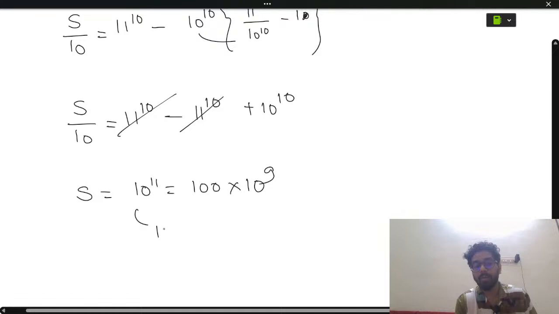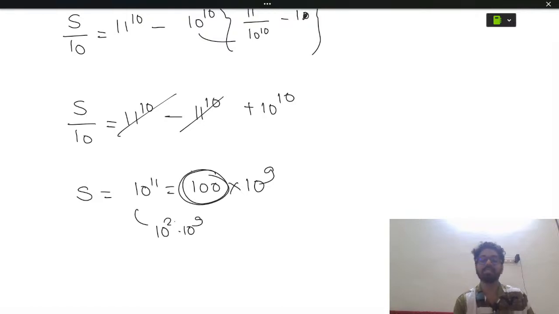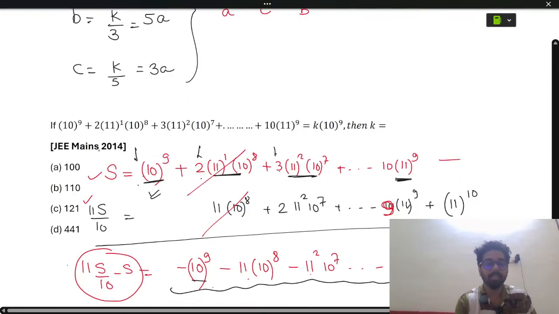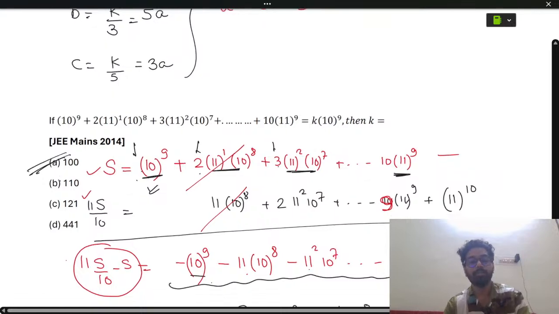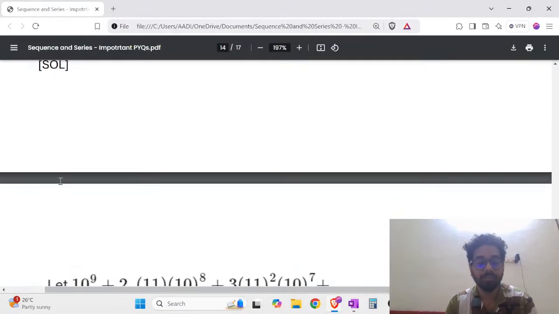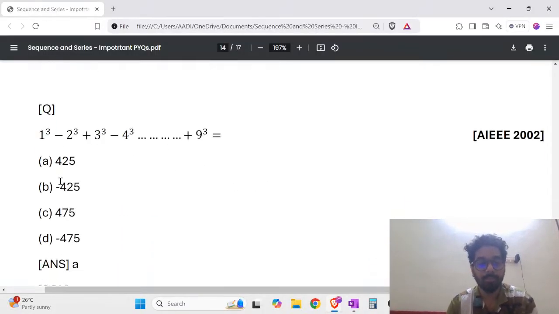How? 10 power 11 is 10 power 2 into 10 power 9. Okay, and they are asking what is this k? K is 100. So the answer is option number A. Okay, that's how you will solve this question. So it's a correct one.